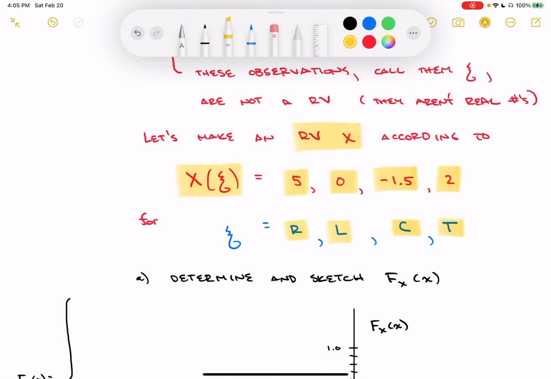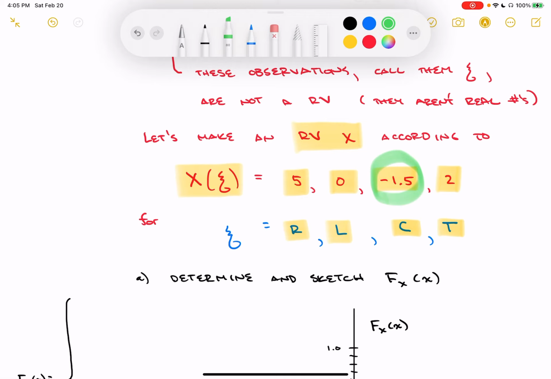As I scroll through that list of values for the random variable, 5, 0, minus 1.5, and 2, what I notice in this particular case is that minus 1.5 is the first thing that can happen. So as far as this mapping for this random variable, capacitors would be indicative of the first number that we would see, a minus 1.5. That means you got a capacitor, something along those lines.